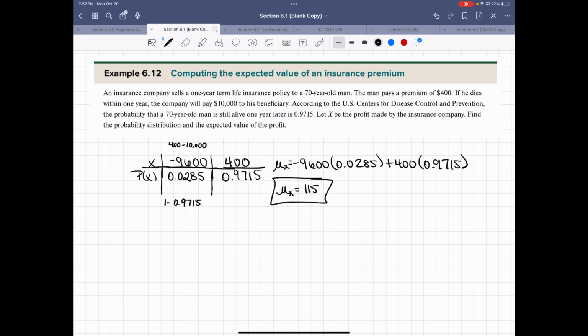So what that says is our expected payback, if we insure him, is going to be about $115. So it is a gain if they want to take that risk on X number of 70-year-olds, okay? Is what that is telling me. And that is the end of 6-1, my friends.